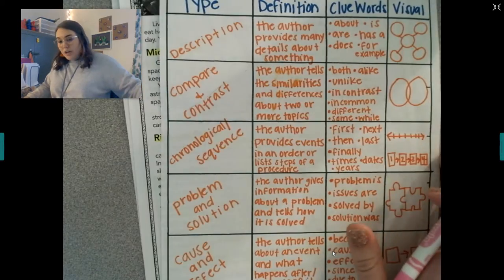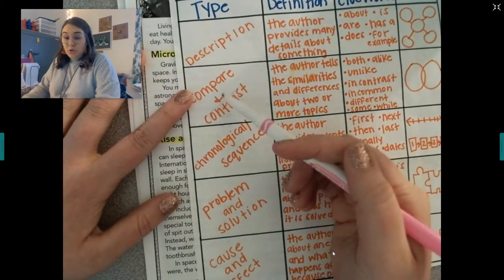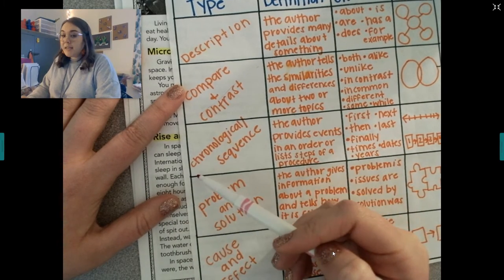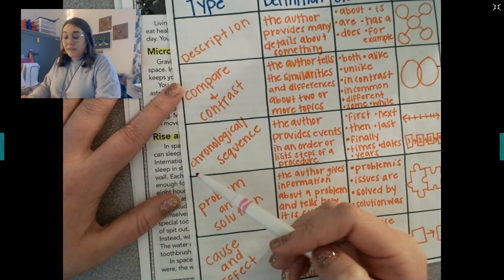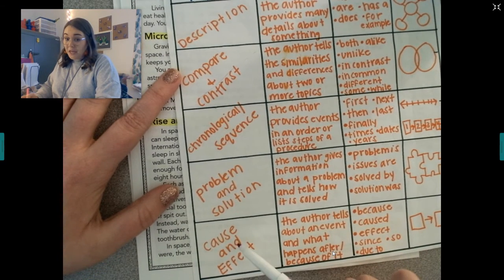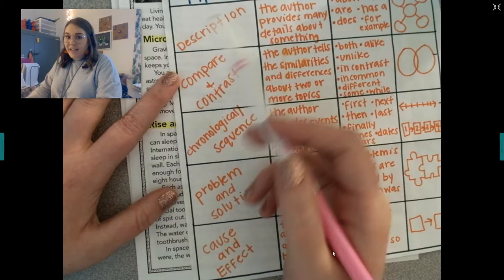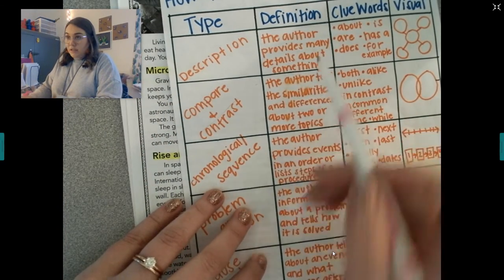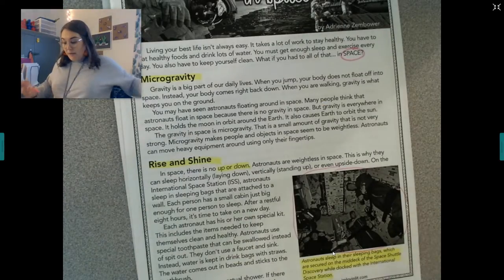And for our text structure, it's not talking about two things, just space. So it's not compare and contrast. It's not telling me anything in order or with years, so it's not chronological sequence. So far, there's not been a problem or an event. So I feel like I'm leaning toward description. It's giving me many details about something, but let's keep reading and make sure I'm right.